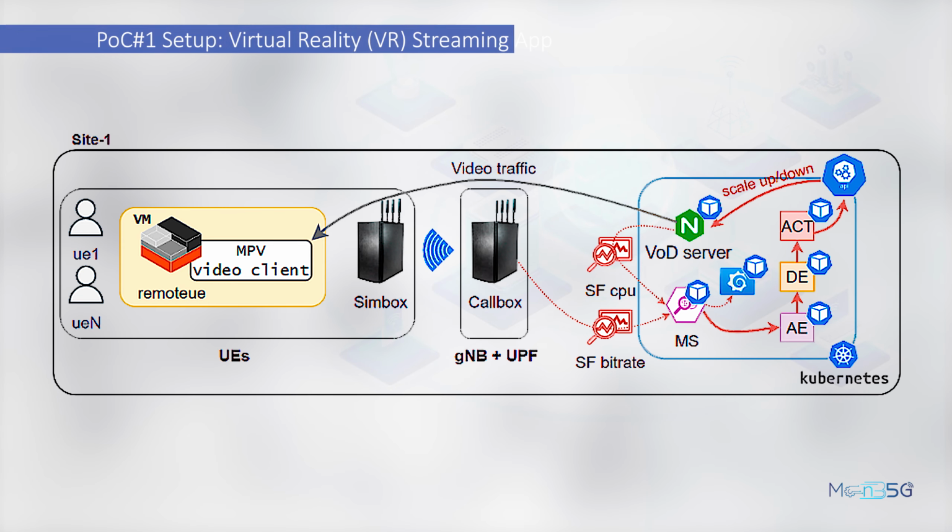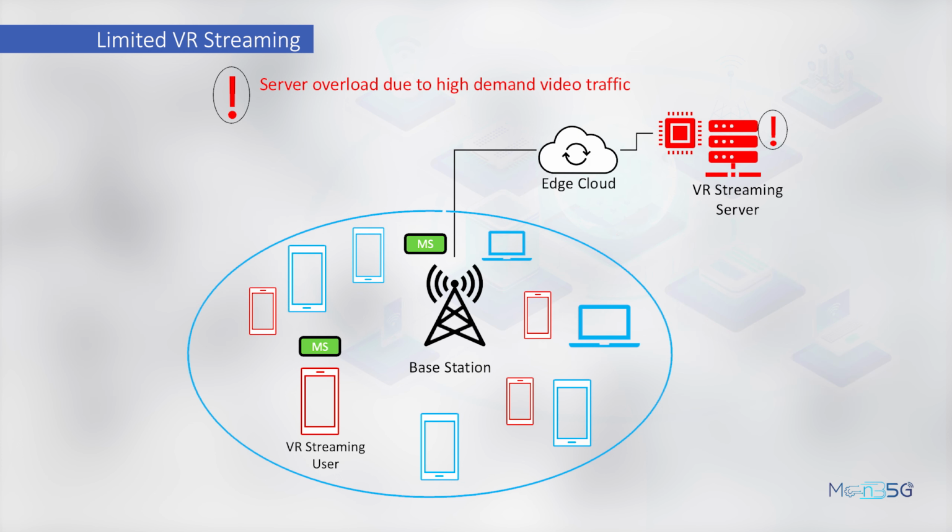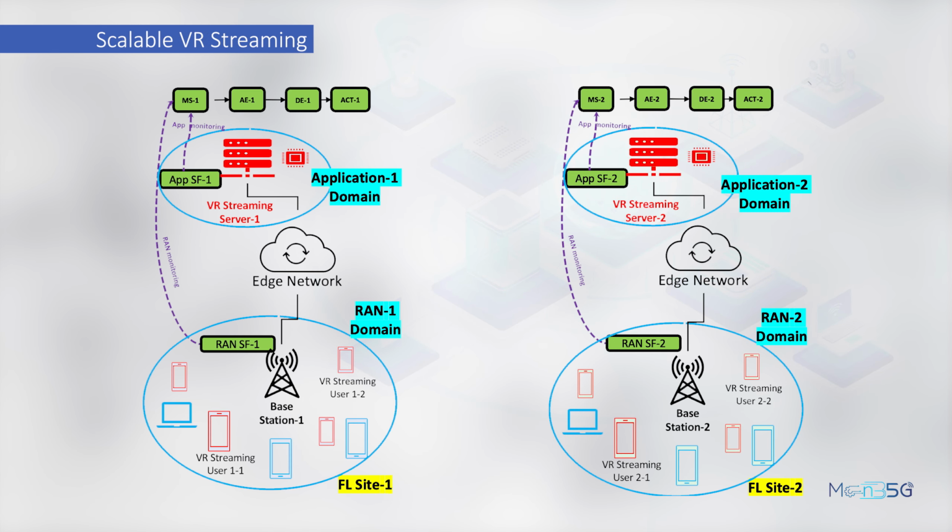A user device connects to a G Node B that provides access to a virtual reality streaming server, which is deployed as an Nginx pod in a Kubernetes cluster. In this federated learning demonstration, we consider proactive measures to improve the performance of virtual reality streaming services by taking into account radio network conditions and application traffic. Each site has a radio access network that includes a base station and virtual reality streaming server and corresponding users.